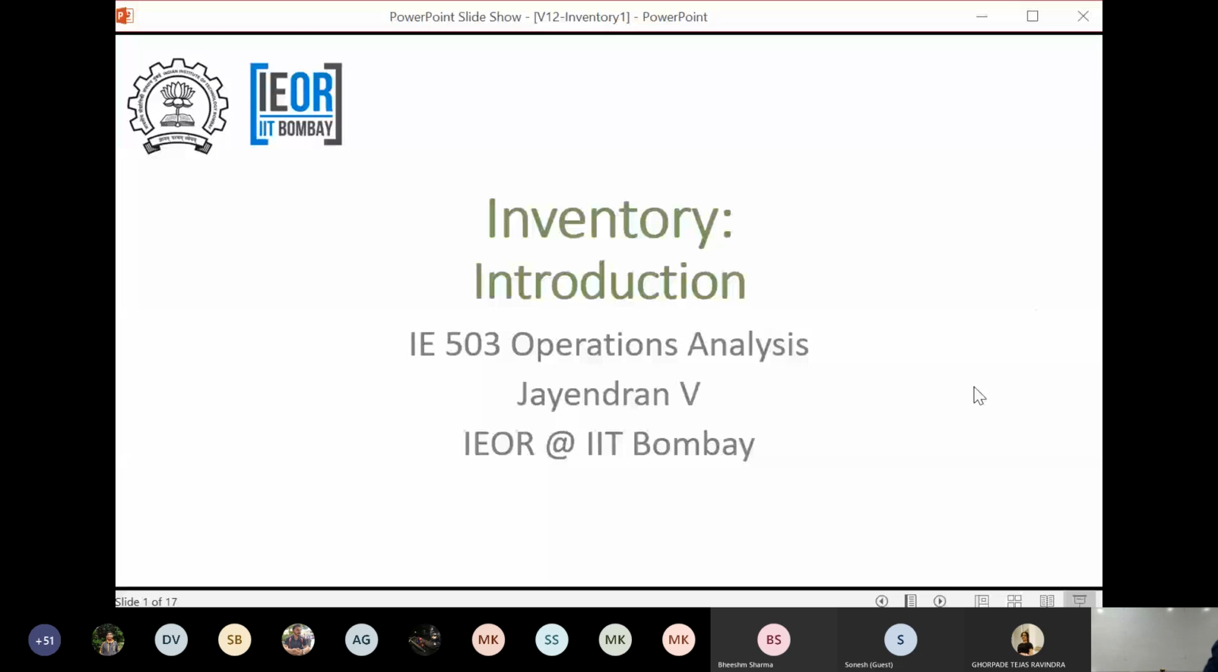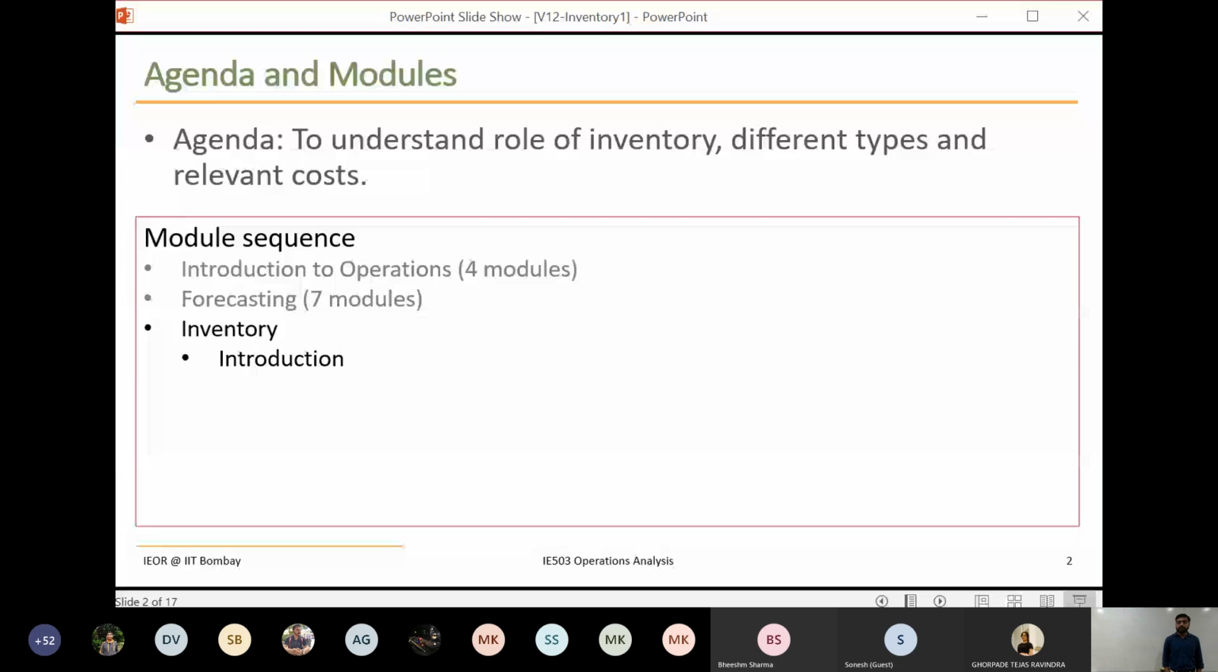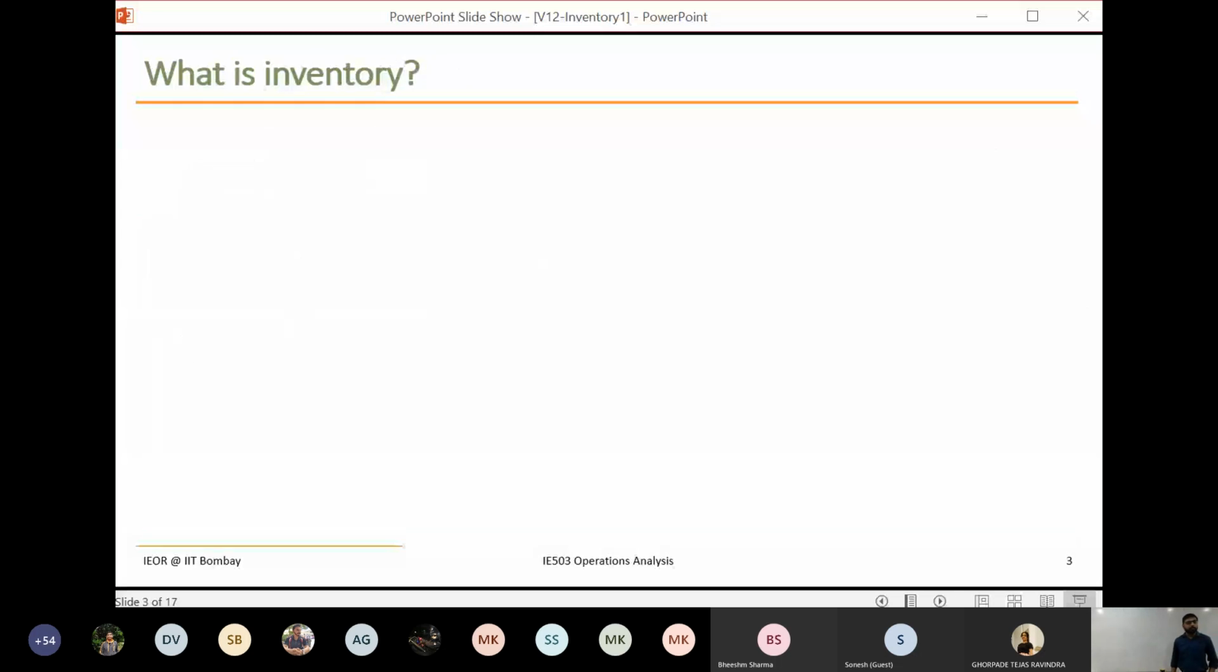Yeah, back. So I had shared some notes. I'm not sure how many of you have actually gone through the notes, so let me just give an introduction. We're going to start the topic of inventory today. The agenda is to understand the role of inventory, the different types, as well as its relevant costs.